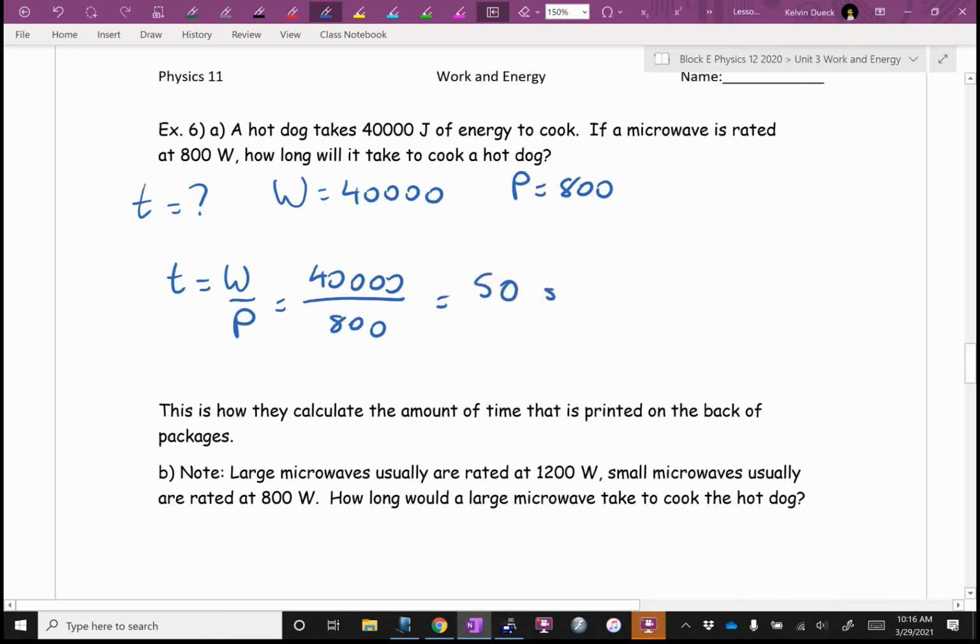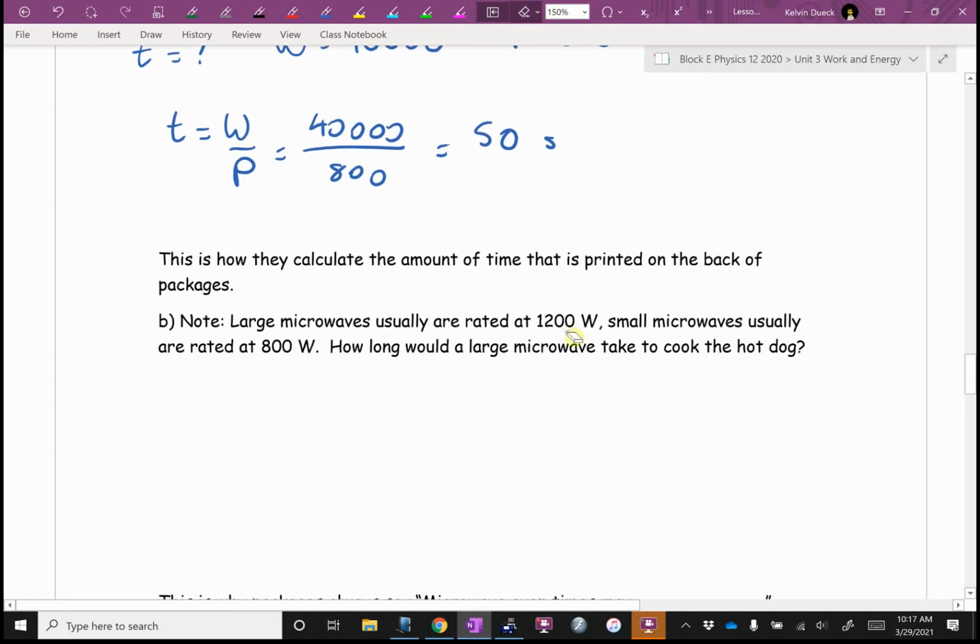Okay. Little note though, typically, microwaves come in two main styles. Small microwaves are usually 800 watts. Large microwaves are usually 1200 watts. So if you're using a larger microwave of 1200 watts, how long would this microwave take to cook the hot dog? Well, now it would be T equals 40,000 divided by 1,200.